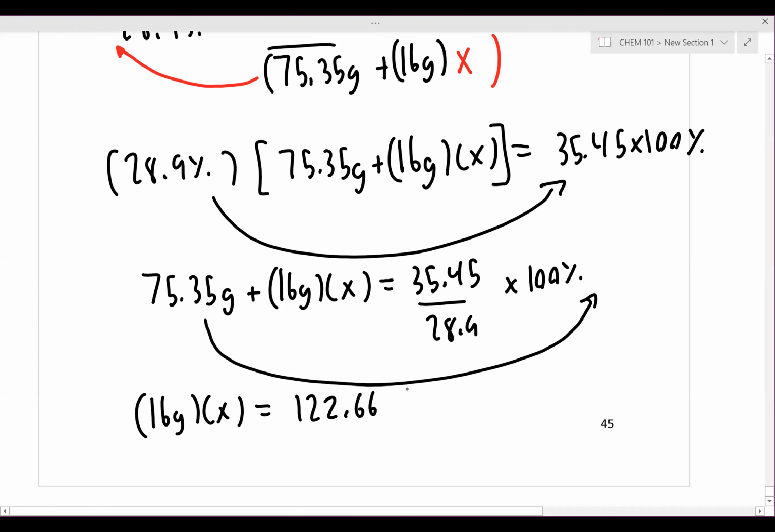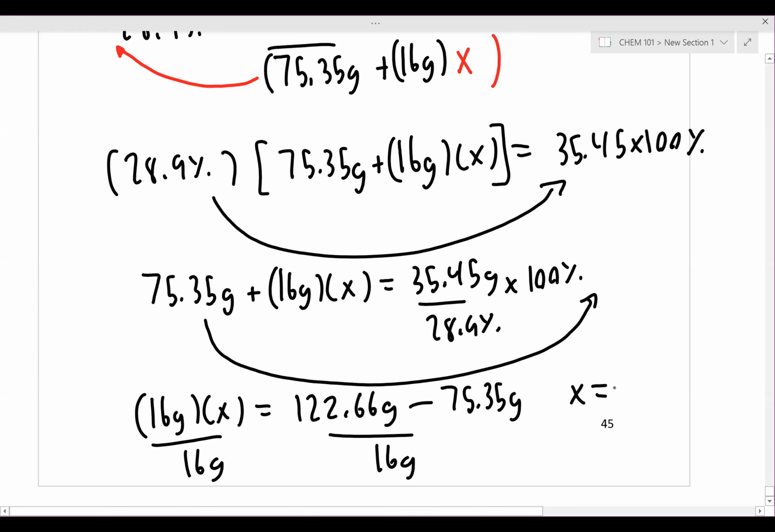122.66 grams minus 75.35 grams. And then finally, we're just going to divide both sides by 16 grams. And that in turn gives us a value of X. And let's punch this into our calculator together. We're taking 122.66 minus 75.35. Everyone following so far in their calculator? And then we're going to divide by 16.